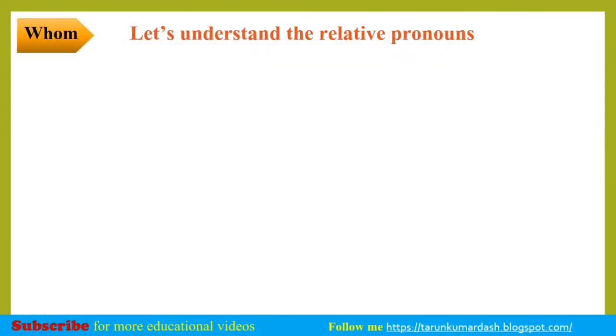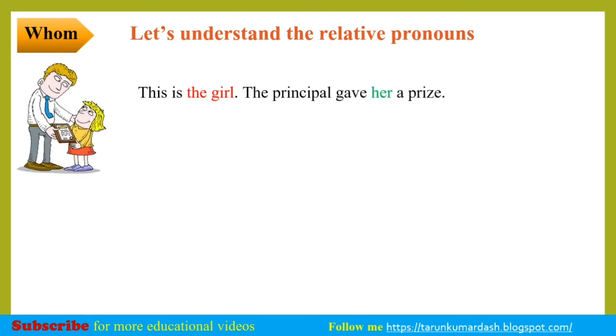Next word comes as whom. So here take a sentence. This is the girl. The principal gave her a prize. Now, my dear friends, let's make a question. The principal gave her a prize. Whom did the principal give a prize?